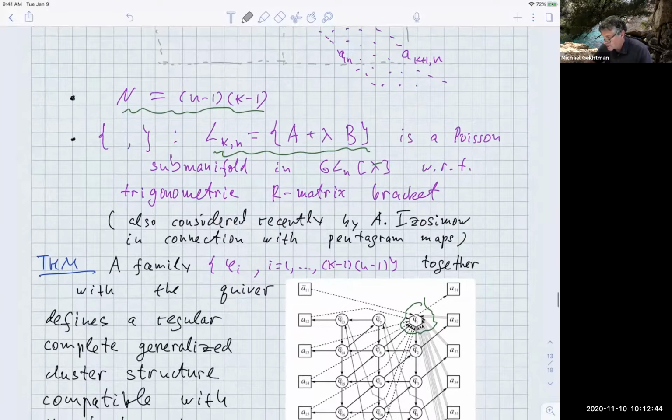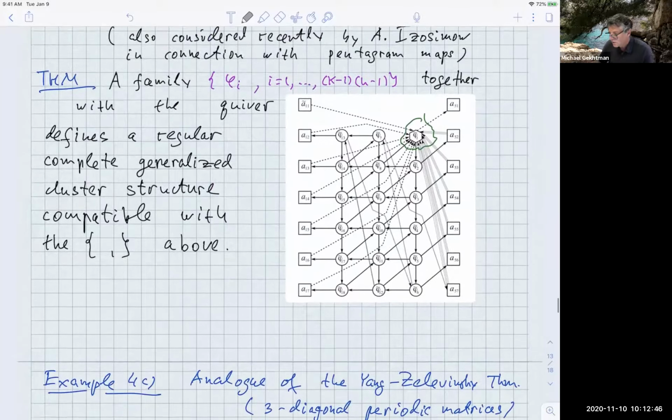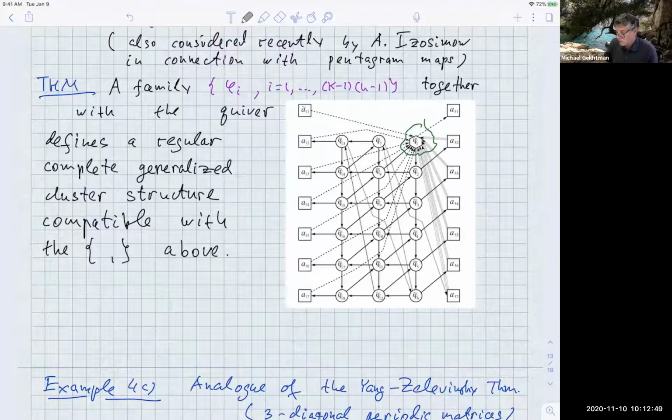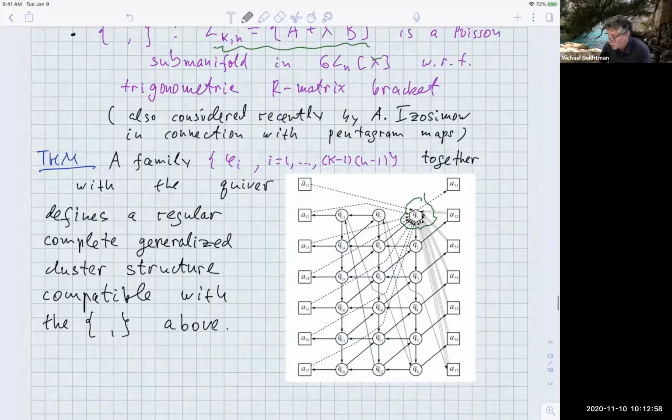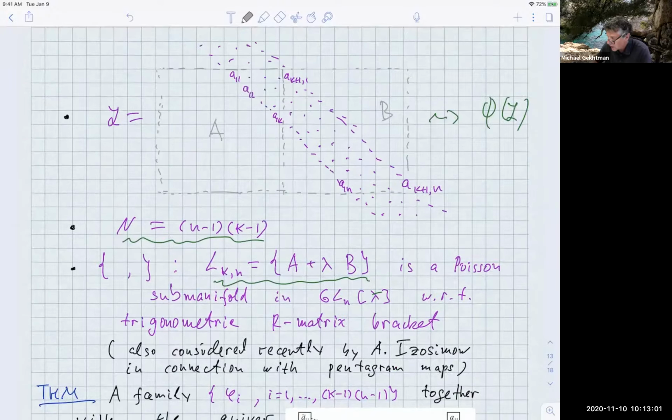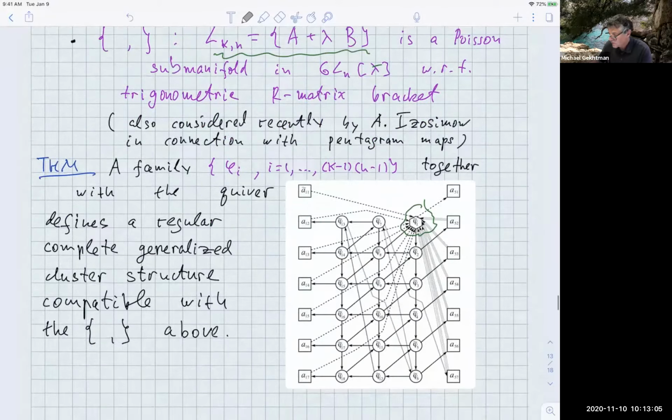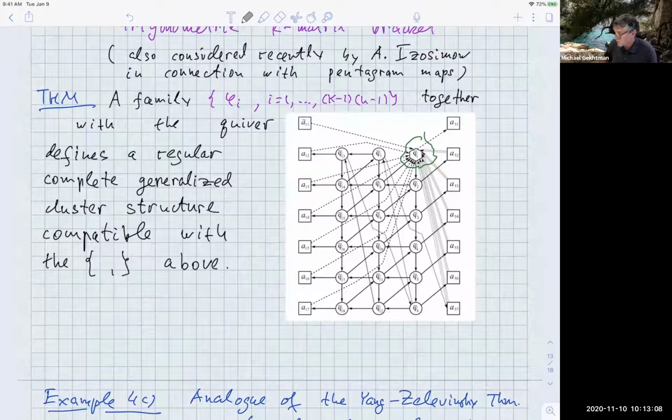And again, the claim is that if you consider the families that I just described, the minors built of the matrix phi that we built from this infinite periodic matrix, and if you view all the entries of the outermost diagonals as frozen, then these functions, together with the quivers that I copied here, will define a regular, complete, generalized cluster structure, which will be compatible with the restriction of the trigonometric R-matrix bracket.